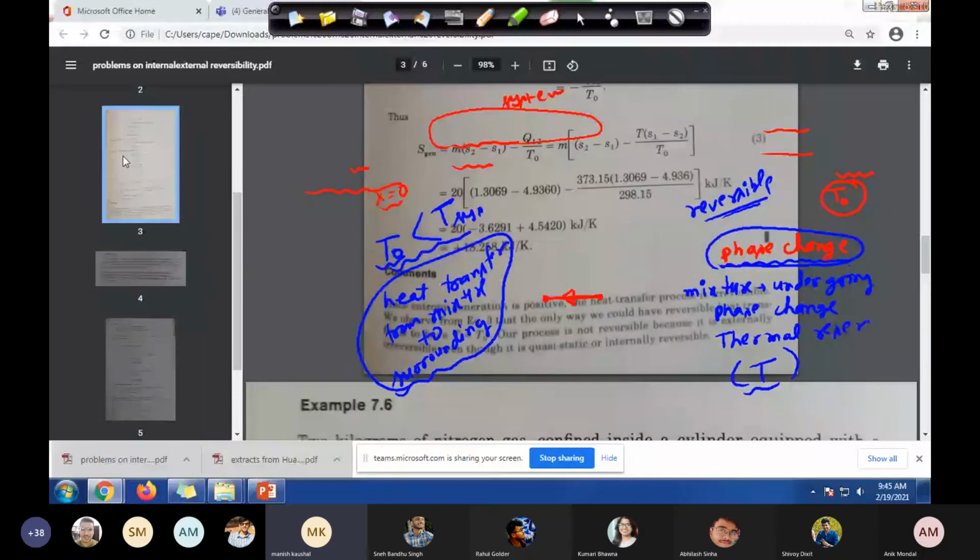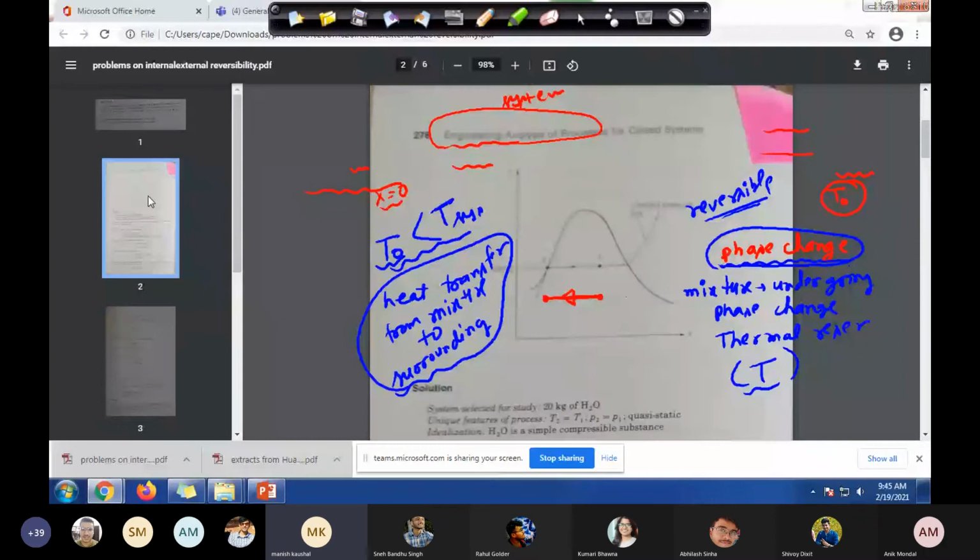Yeah. So as you said, Bhavna, the T system is greater than T naught. So heat transfer from mixture to surrounding is, yes, Bhavna, just repeat what you said. Irreversible. That's what you are saying, right? Isn't it? Yeah. So this is fine.